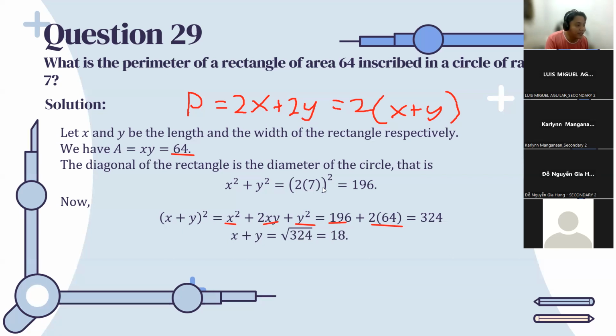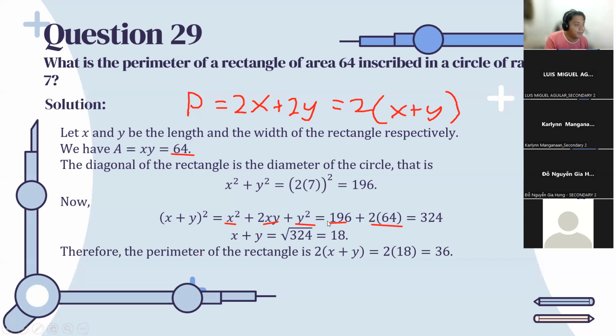Okay, so we already have x plus y. Therefore, the perimeter of the rectangle is 2 times (x plus y), which is equal to 2 times 18, or 36. So the answer for number 29 is 36.